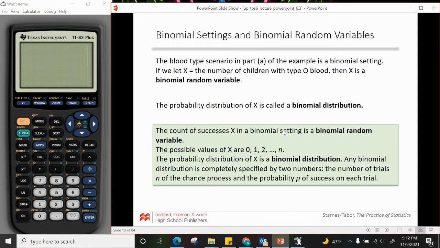The probability distribution of x is a binomial distribution, and any binomial distribution is completely specified by two numbers: the number of trials, n, and the probability p of success. So the number of trials and the probability of success is what makes this binomial distribution distinct from other ones. Similar to how a normal curve was based on the mean and standard deviation, binomial is going to be n and p.